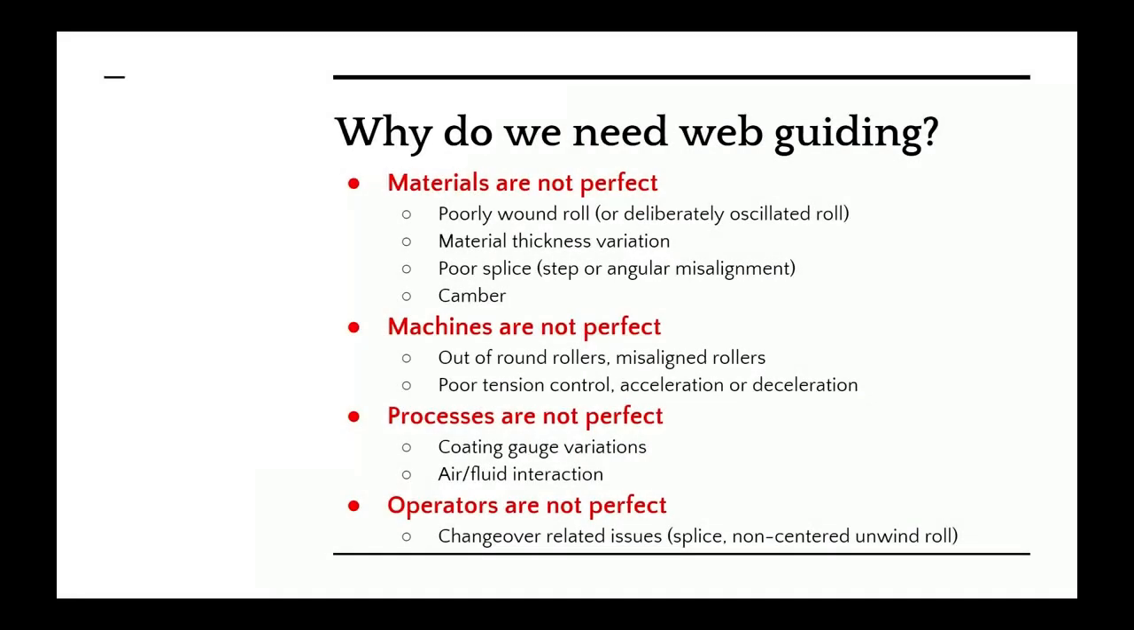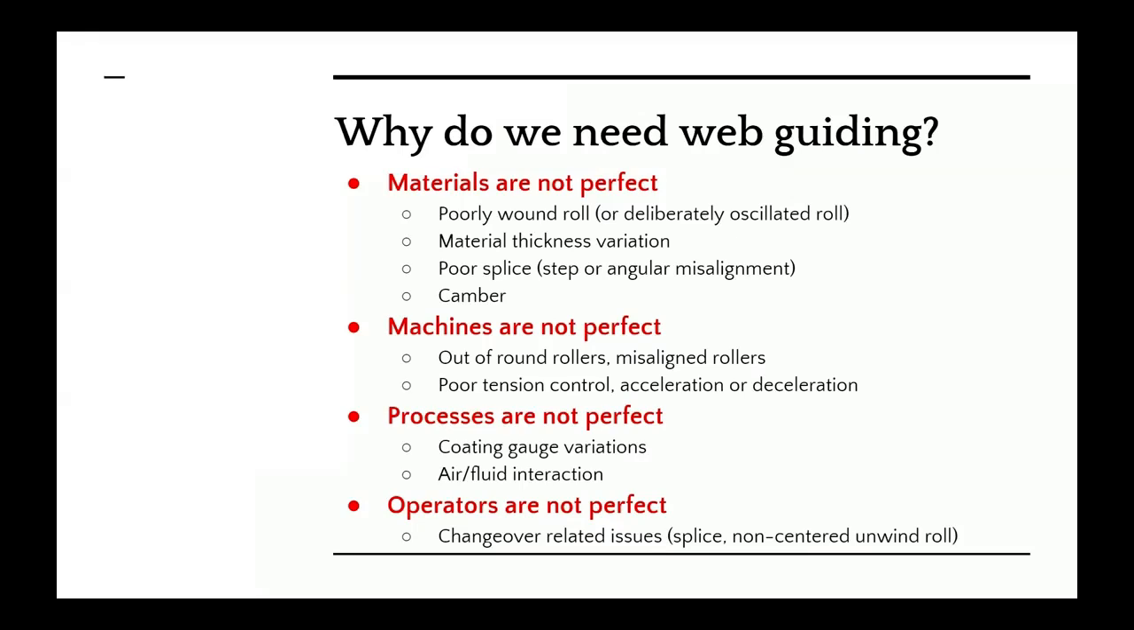So why do we need web guiding? Well, there are mainly four reasons why we need web guiding. First and foremost is that materials are not perfect. You might have a poorly wound roll that is not wound properly, or a deliberately wound roll with an oscillation on it. And when you are trying to feed it into your roll-to-roll machine, you need to guide it so that it aligns with your process.